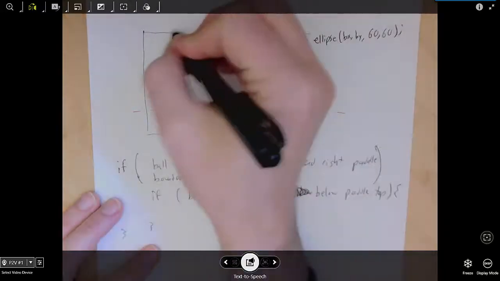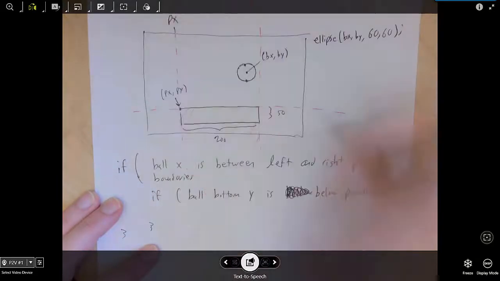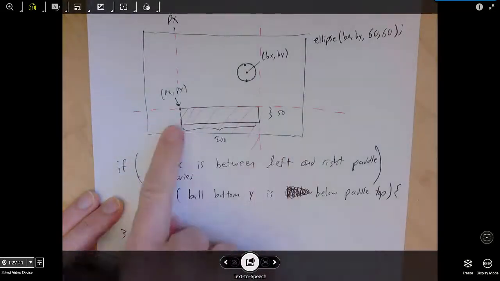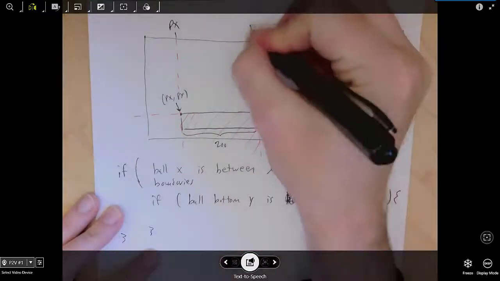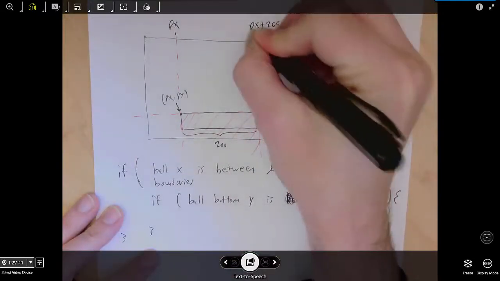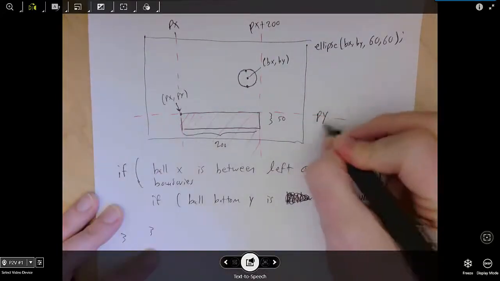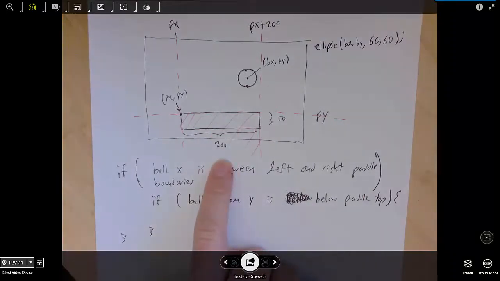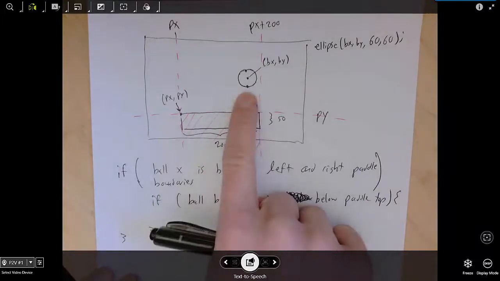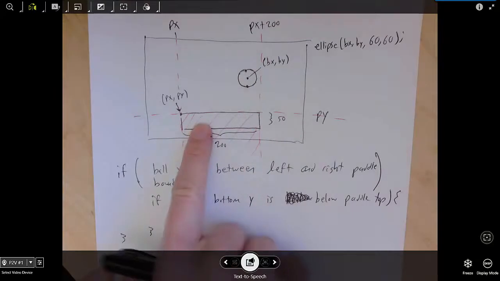So let's go ahead and write our boundaries. Here the left-hand boundary is px. The right-hand boundary must be px plus the width of the paddle, so this is px plus 200. The top boundary here is just py. And I'm actually not testing to see the bottom boundary. Maybe we want to, but I'm not going to. So we just need to test if the bottom coordinate of the ball is below the py boundary.